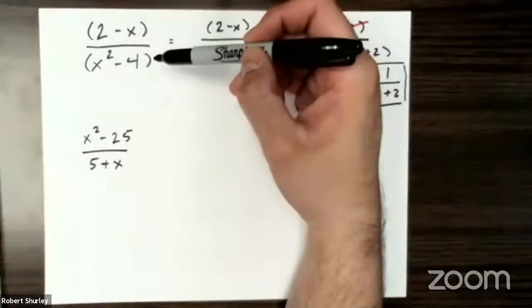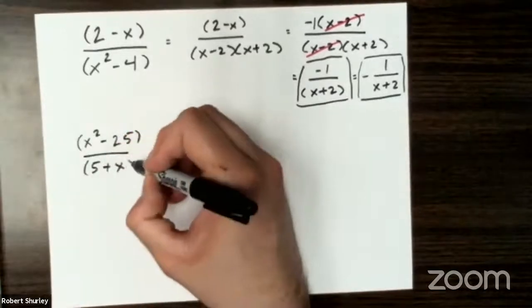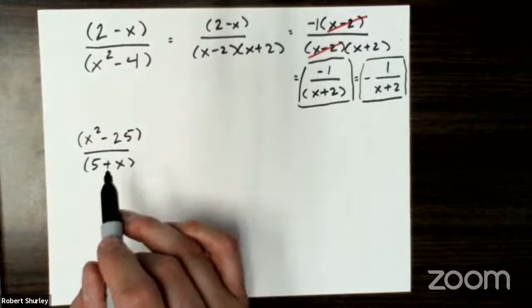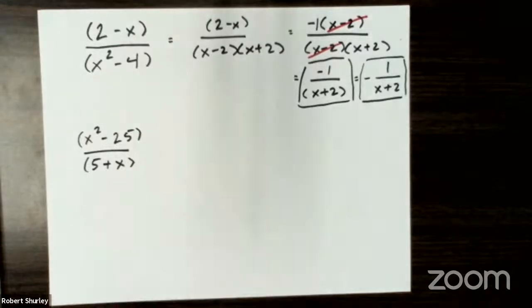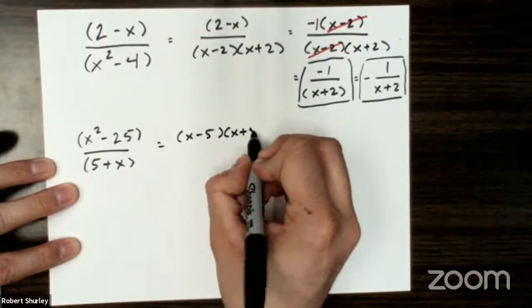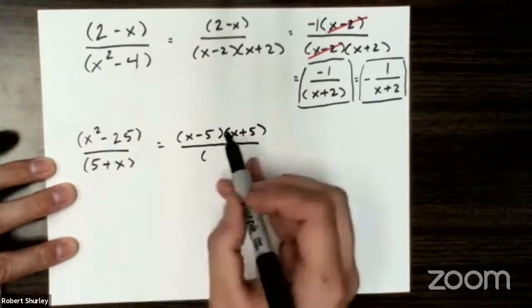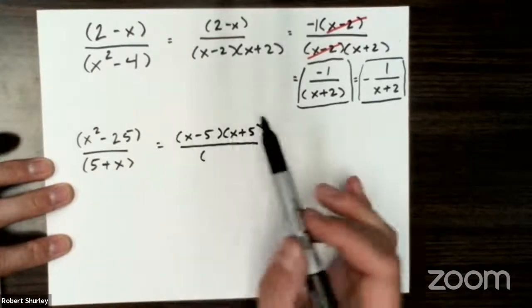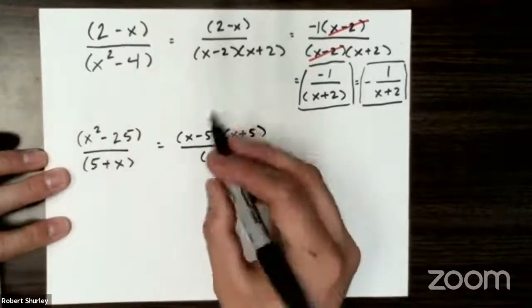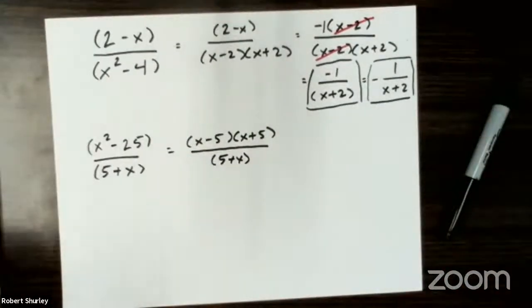So x squared minus 25, just like the polynomial up top, is a difference of squares, so we can factor it as x minus 5 and x plus 5. And then in the denominator, we've got 5 plus x. Now look, order doesn't matter with addition, right? The commutative property says if you've got x plus 5, it's the same thing as 5 plus x. So you can leave this for addition and just cancel these directly.